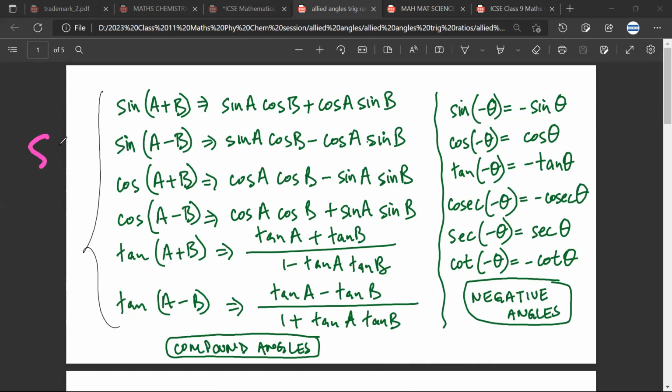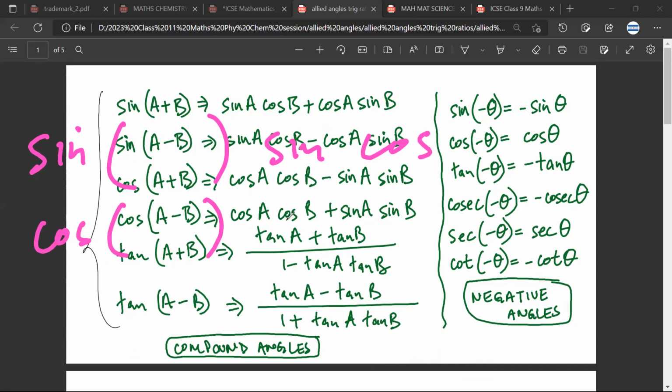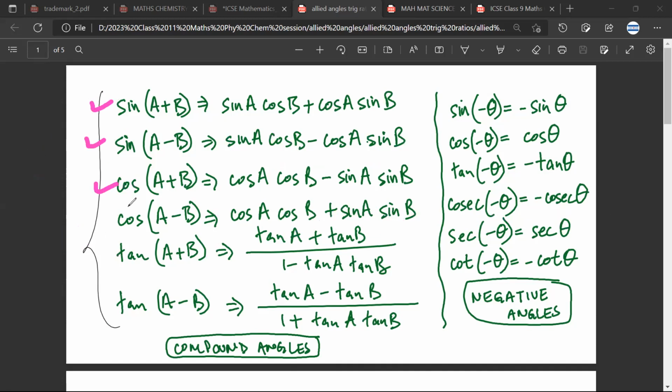So basically, when the identities are for sine, then the group is sin cos. If the identity is for cos, it will be cos cos, sin sin. Have you understood? So 1, 2, 3, 4. Now, if you look at tan of a plus b, if you look closely, it follows the logic of sin a plus b. So it is tan a plus tan b upon 1 minus tan a tan b. And when there is tan a minus b, then this negative will come in the numerator and the opposite will come in the denominator. Is it making sense?